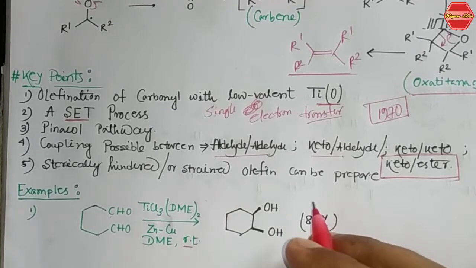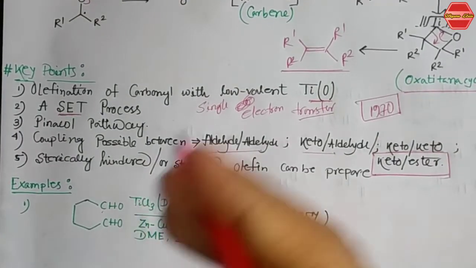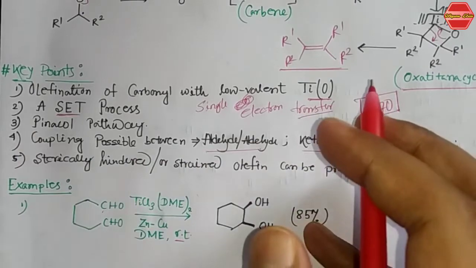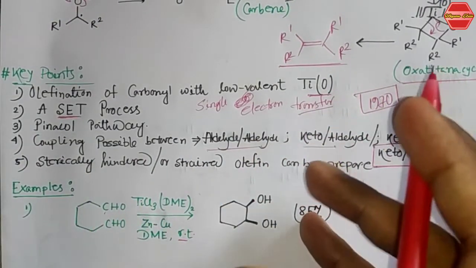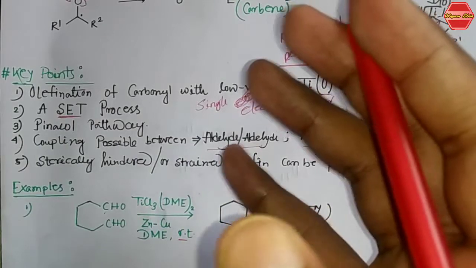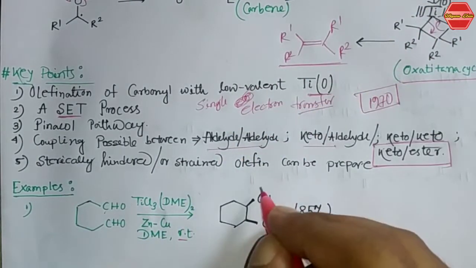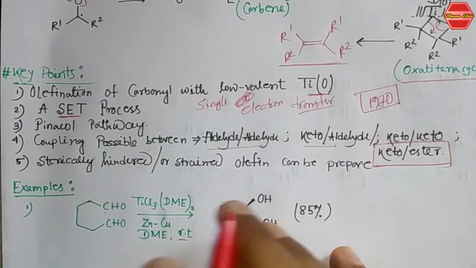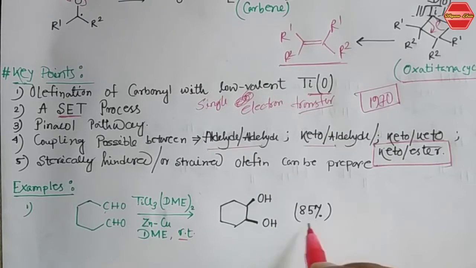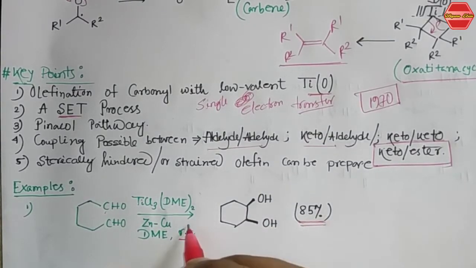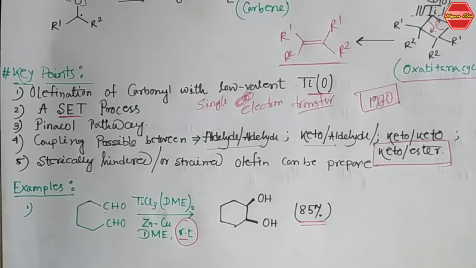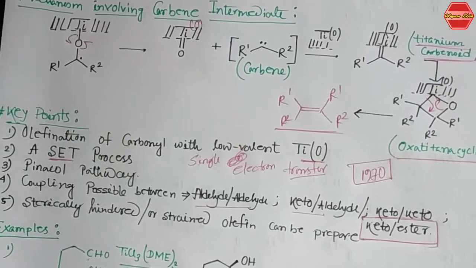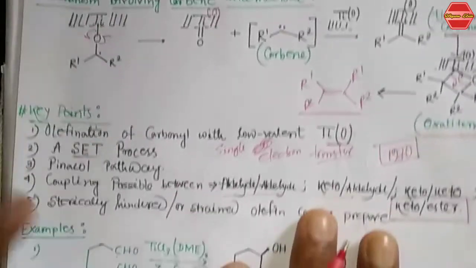Now something interesting is happening here. When we use this condition at room temperature, the reaction does not go further to the alkene; it stops at the pinacol stage. You can see the pinacol formation has taken place, and it stops here. It will not move on to alkene formation, and you can get it in 85% yield. So when we run this reaction at room temperature, we get this kind of product. Generally this reaction is used at lower temperature or high temperature, but at room temperature we get this product as the major one.